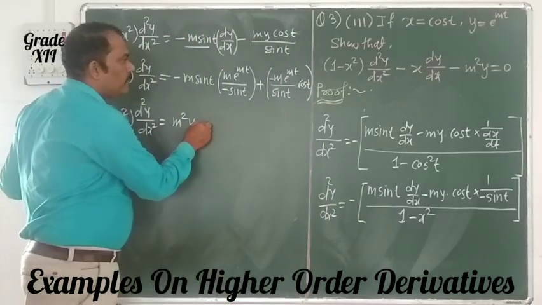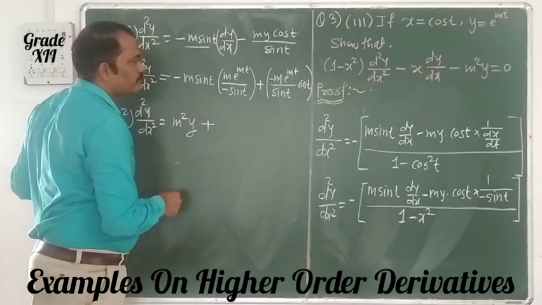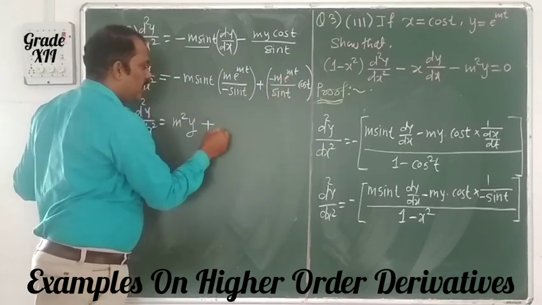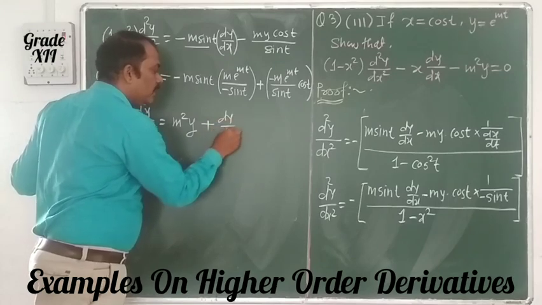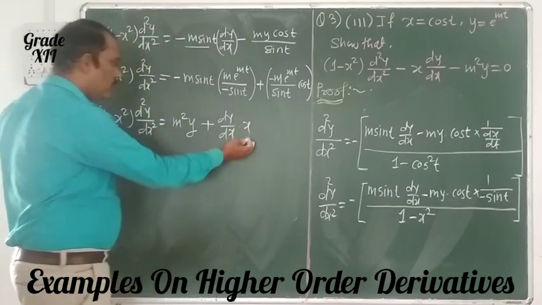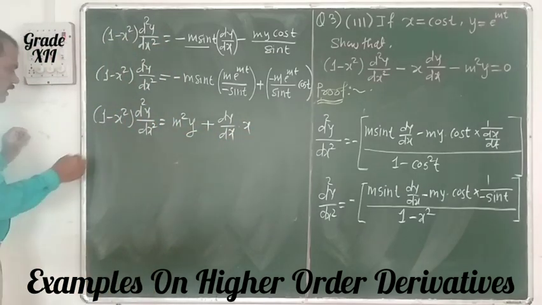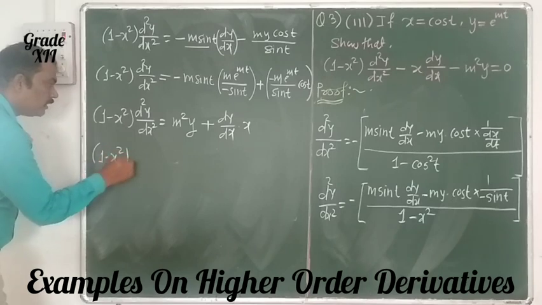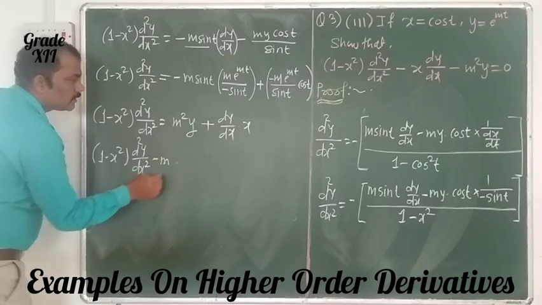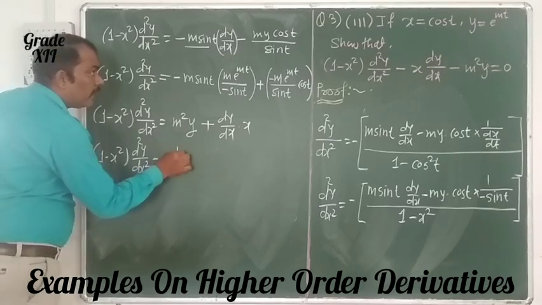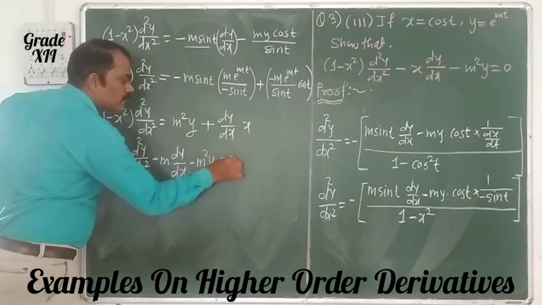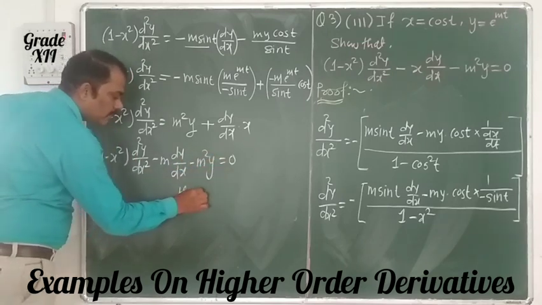Again plus, this is nothing but minus m into e raised to m t divided by sin t. It is nothing but dy by dx. Cos t is nothing but x, into x. For the RHS, we take it on this side, that is 1 minus x square d2y by dx square minus m into dy by dx minus m square y is equal to 0. Hence proved.